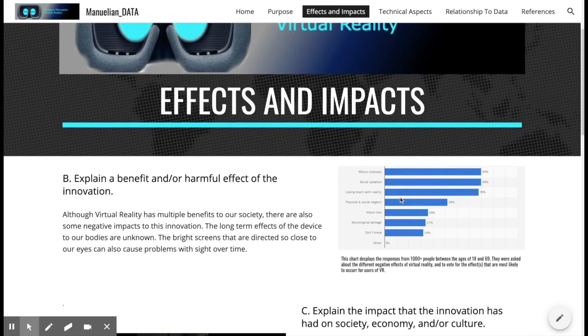Down here we have our first graph. This graph is the results of a survey that was given to 1,000 people between the ages of 18 and 69. All of them were asked about the negative effects of virtual reality and what they think the main negative effects are. 40% of the people believe that motion sickness and social isolation are huge problems. You look down here, a whopping 16% have no idea what the negative effects of virtual reality are, which can definitely be a problem in the future.